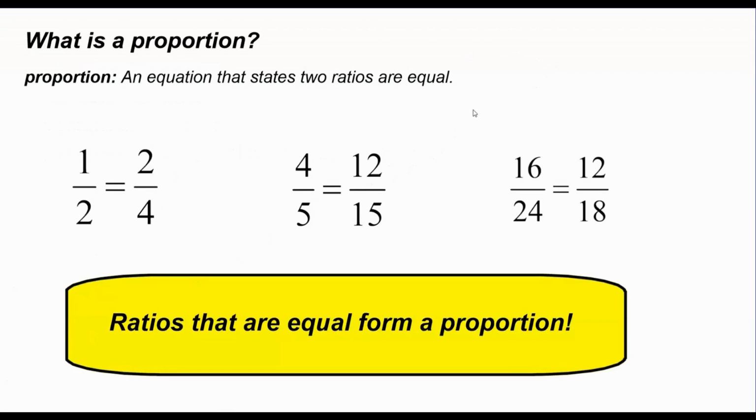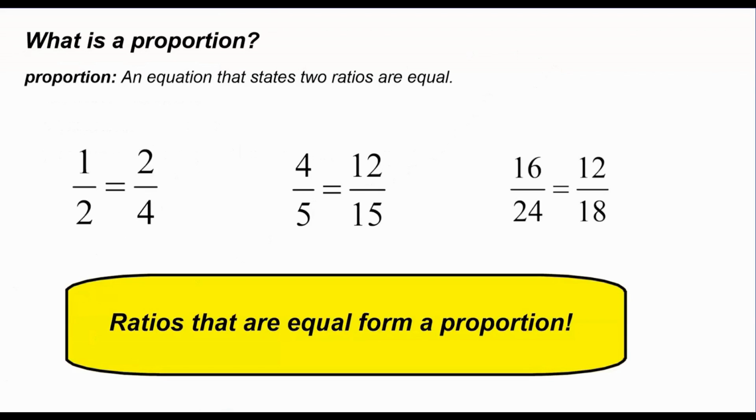So ratios that are equal, we say they form a proportion. So when you just have two equal ratios or two equal fractions, that is a proportion. There's nothing more or nothing less to that. It's very simple. So two equal ratios or two equal fractions form a proportion.